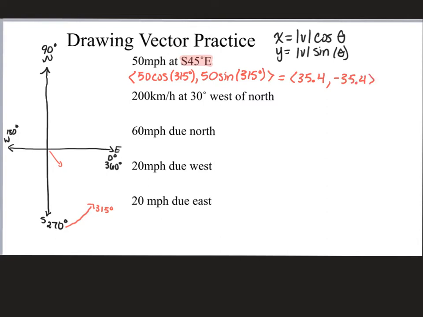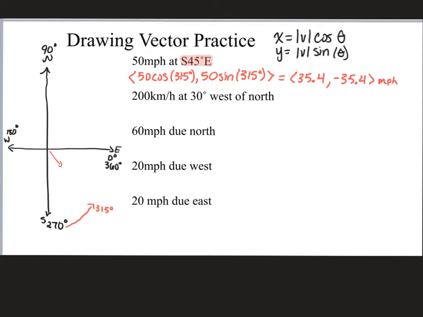And again, this is an X and a Y position for every mile per hour. In other words, whatever is moving, whether it's a plane or a boat or a car, they're moving 35.4 miles per hour in the X direction, and negative 35.4 miles per hour in the Y direction. Again, we're finding an X and a Y position for these.